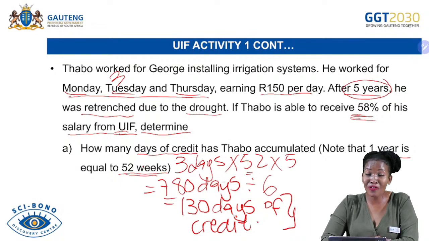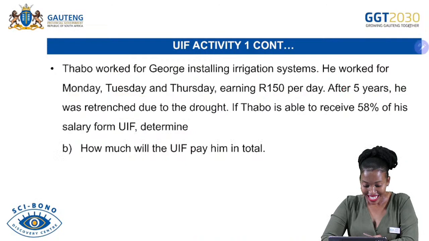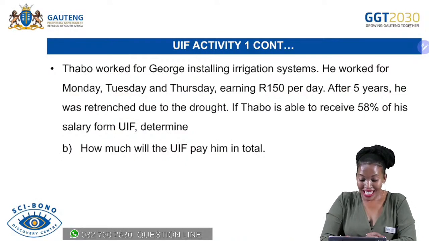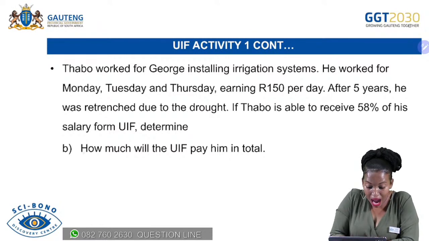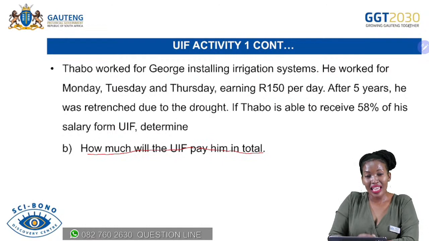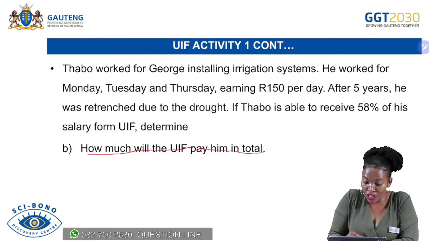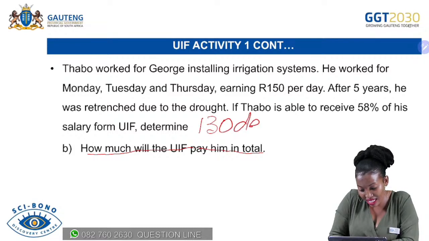I hope we are all following and we are enjoying the lesson, most importantly. And then, still the same story about Thabo. The second question is, how much will the UIF pay him in total? Remember, for UIF, he only qualifies for how many days? He qualifies for 130 days.